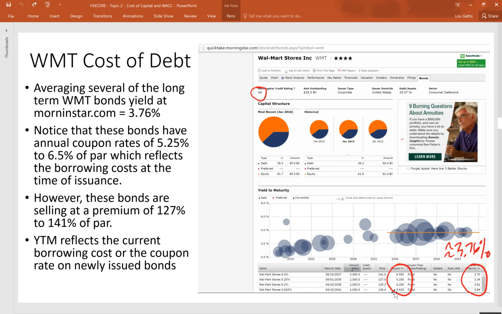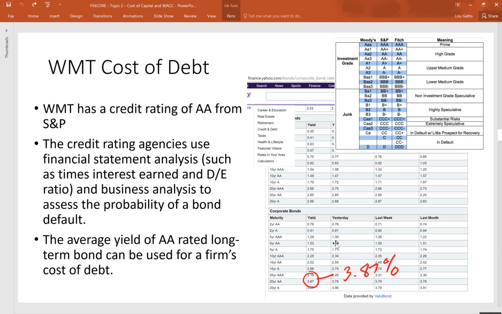Now notice, if you do this, don't use the coupon rate. That's the stated rate that makes payments on the bond. However, these bonds' prices have changed because over time interest rates and risk characteristics change. So we always want to use the yield, or yield to maturity, YTM, of the bonds. That gives me an indication of the current cost of debt. So that's going to be one measure, 3.76.